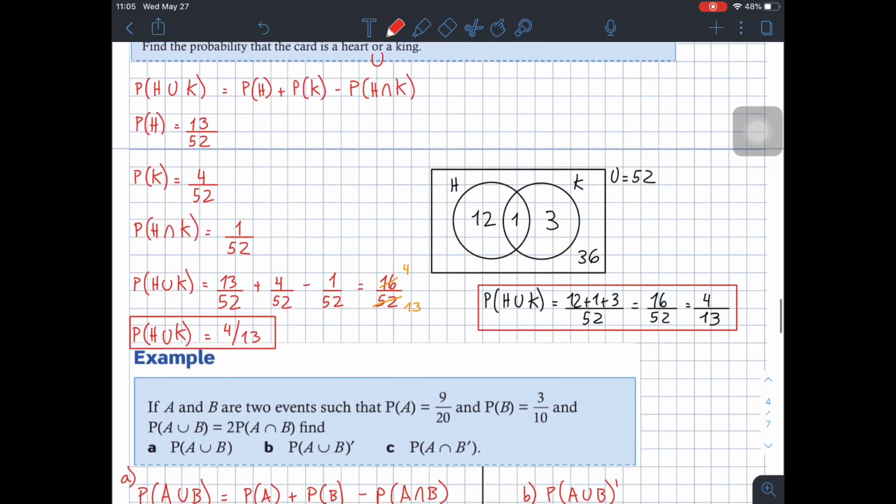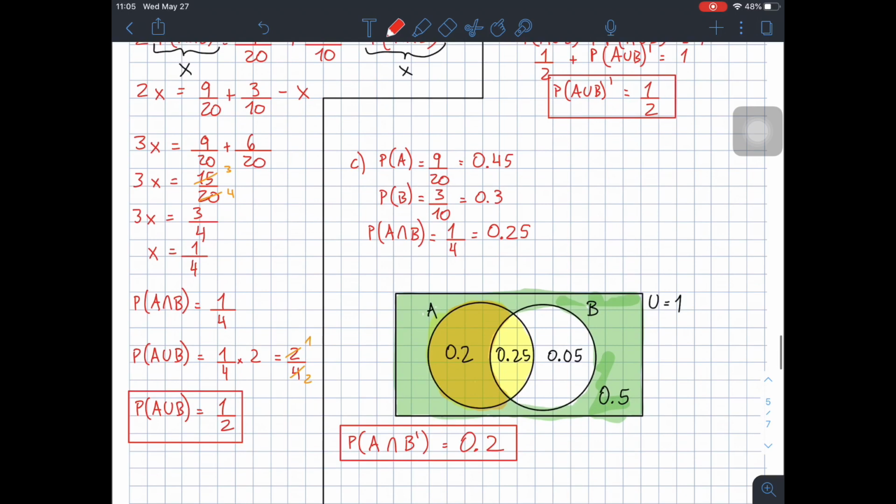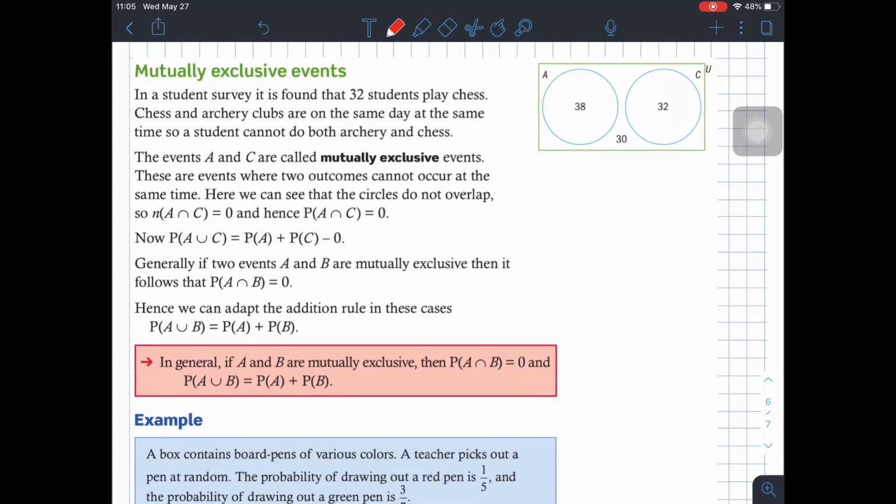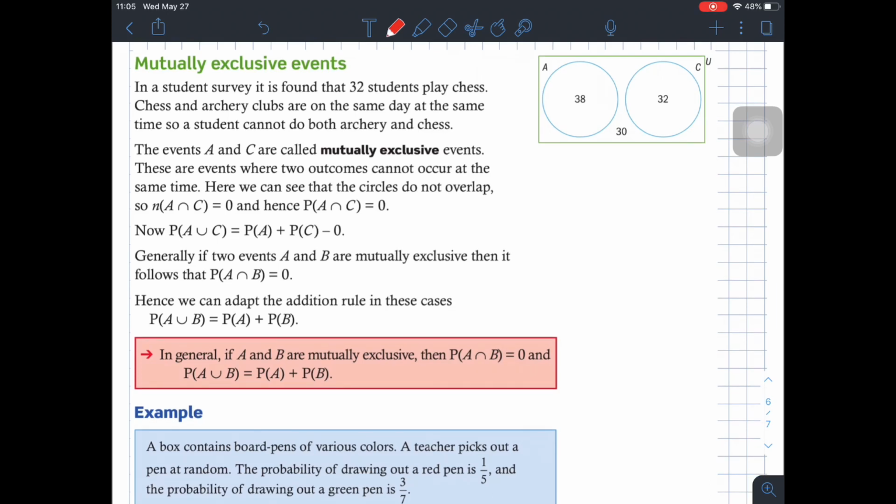Okay. So for today, what I want to do is see the last part, which is mutually exclusive events. And you see that this is also an easy concept, and we're going to do an example about this, and then that'll be it for this video. So what is mutually exclusive events?